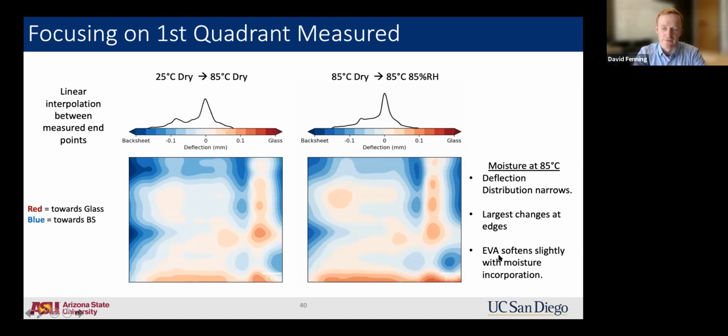And we know from some of our mechanical measurements and those in the literature that the EVA is softening not just due to the elevated temperature, but additionally due to the ingress of moisture. And so we think that this EVA softening is leading again to a reduction in the transfer of stress.